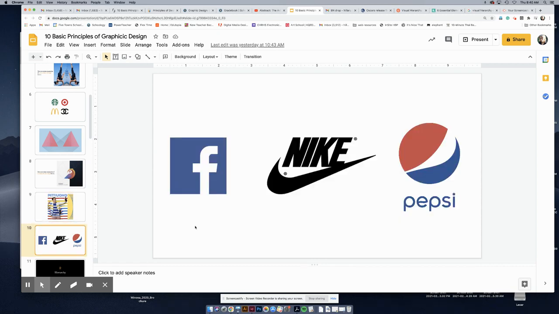Let's look at some logos that are asymmetrical, which means they're not balanced. So the Facebook logo is not balanced. The Nike logo is asymmetrical. Pepsi is asymmetrical, different on the left and the right.